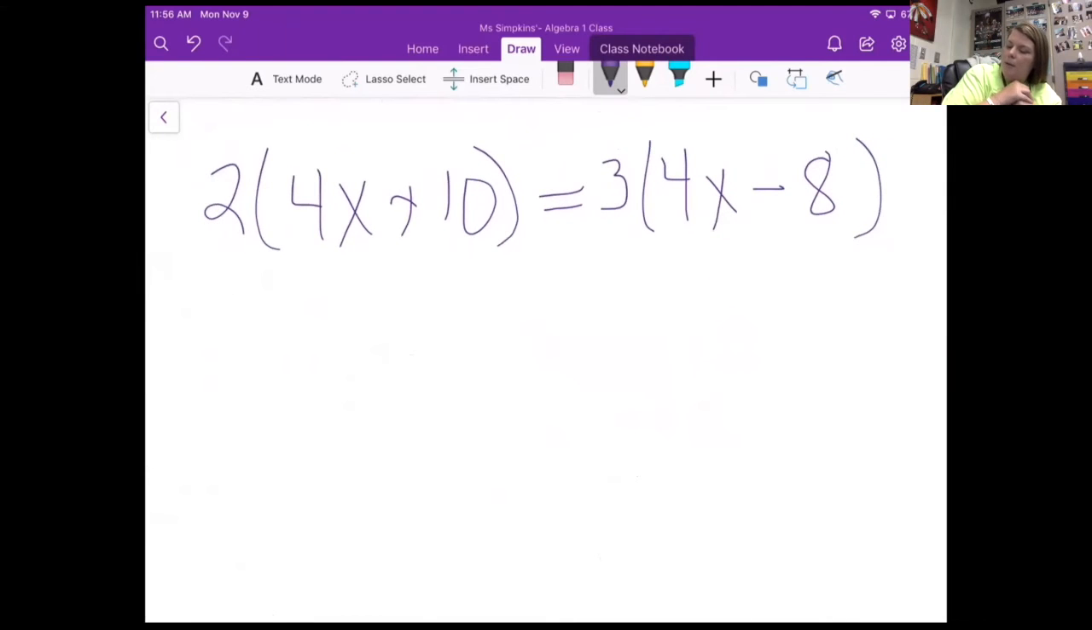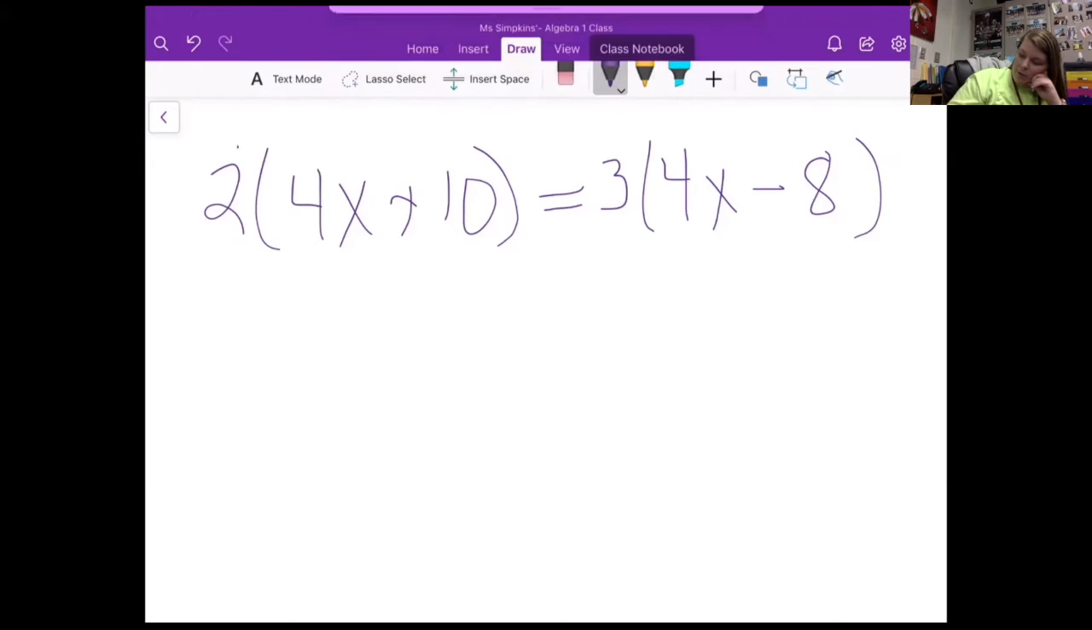Says 2 times 4x plus 10 equals, yeah, Nihal, you'd have to write it like I did because your goal is to get x by itself on one side, okay, not having a coefficient. And then on the other side is 3 times 4x minus 8. So again, we're just talking about each side individually. What could we do to simplify one side or the other side in this case? Trey?